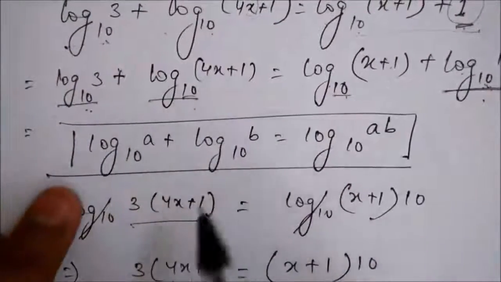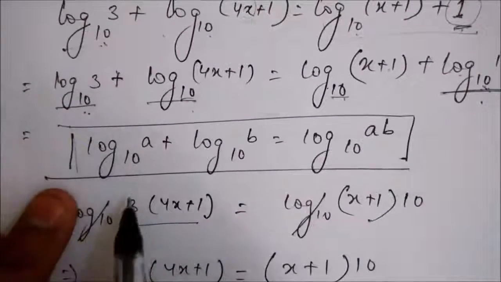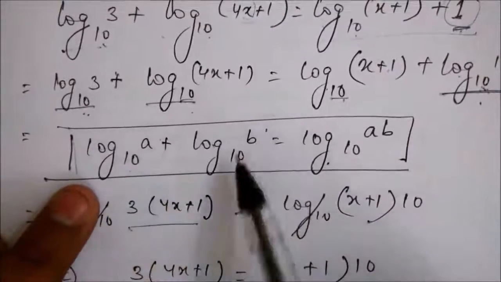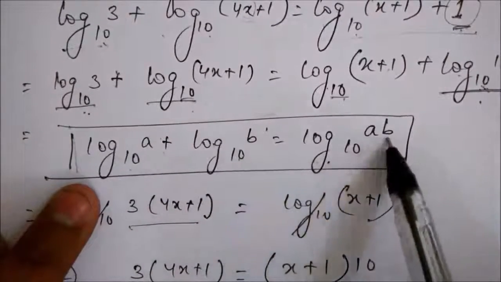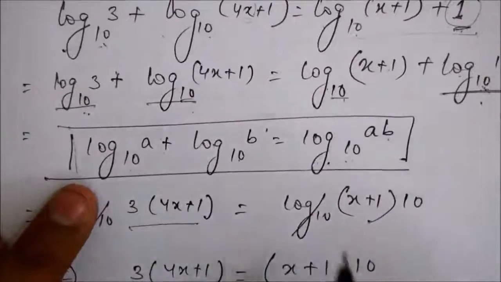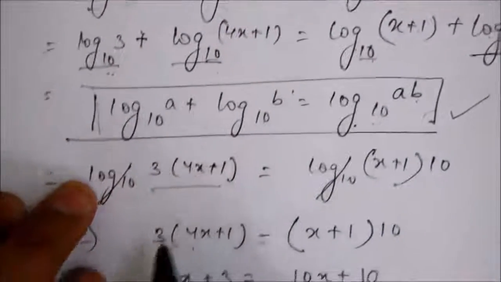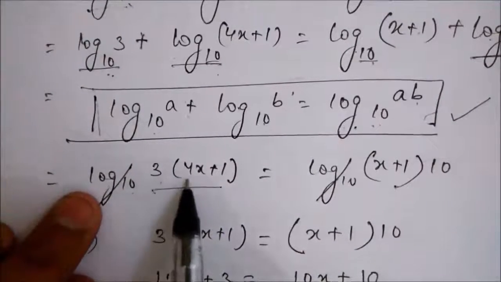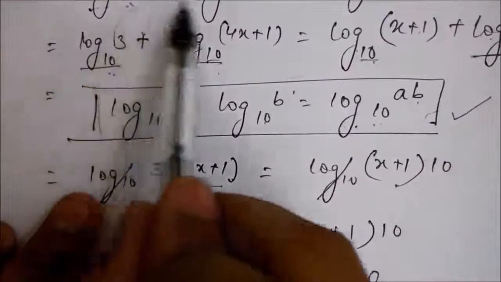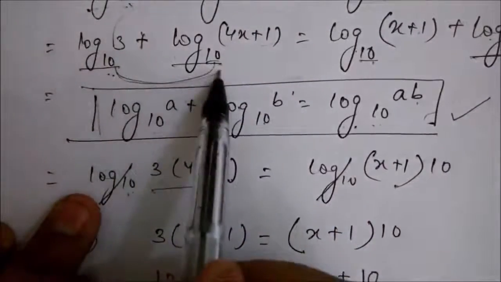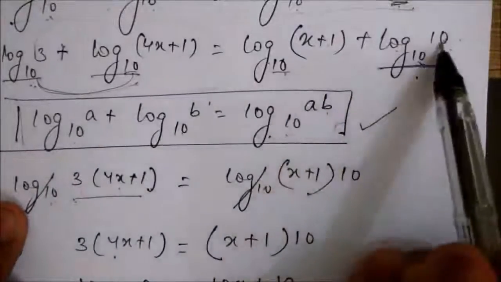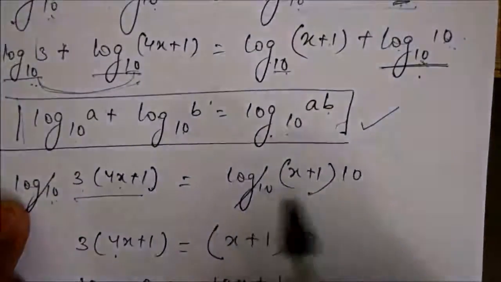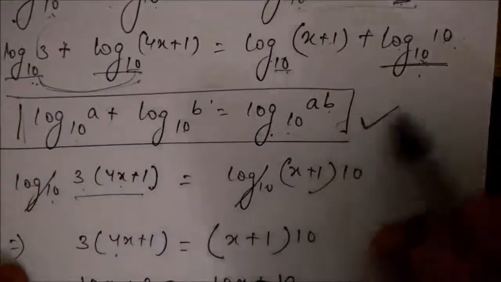So the next property that I'm going to use is when we have log a to the base 10 plus log b to the base 10, we can write that as log ab to the base 10, or vice versa. So using this property, I'm going to solve the above equation, like log 3 into 4x plus 1 to the base 10, multiplying these two and skipping the base same. And similarly on the right hand side, 10 into x plus 1, and log 10 is taken as common from both using the above formula.